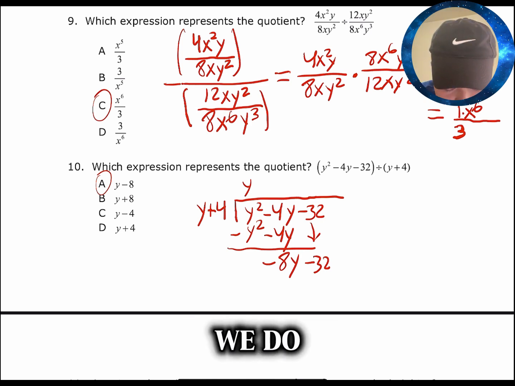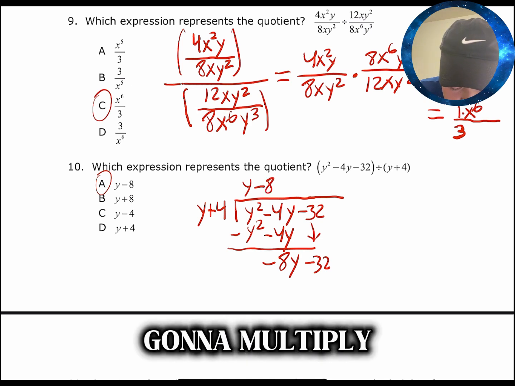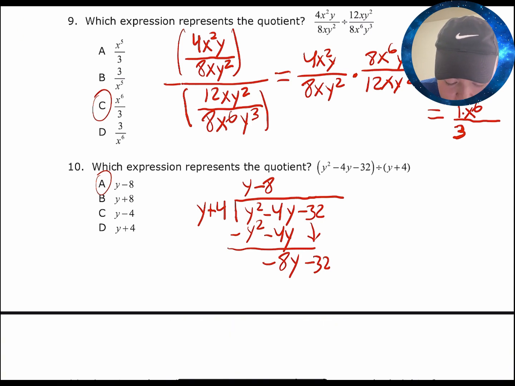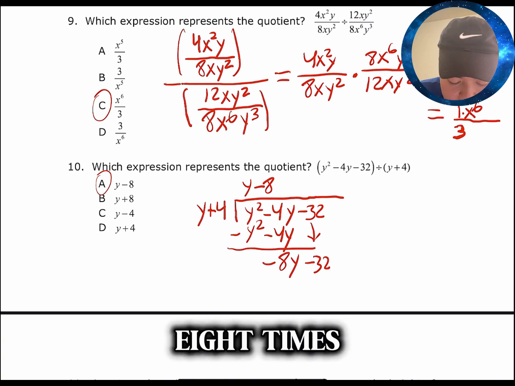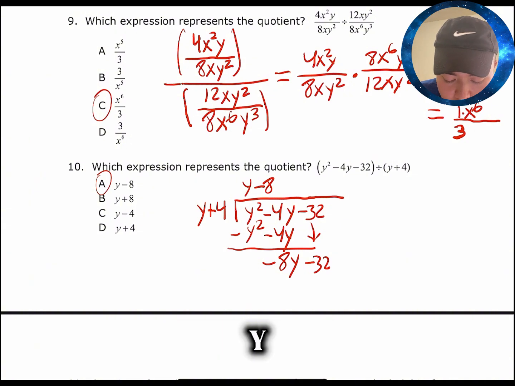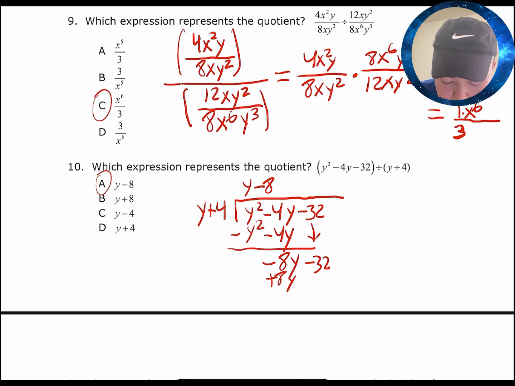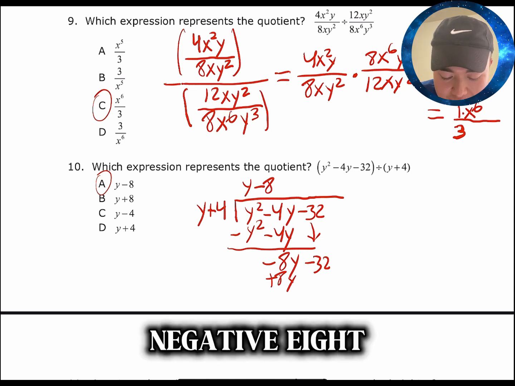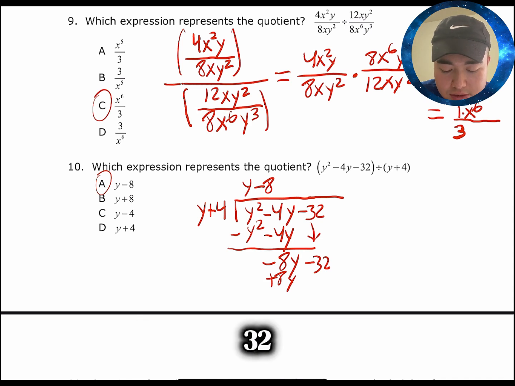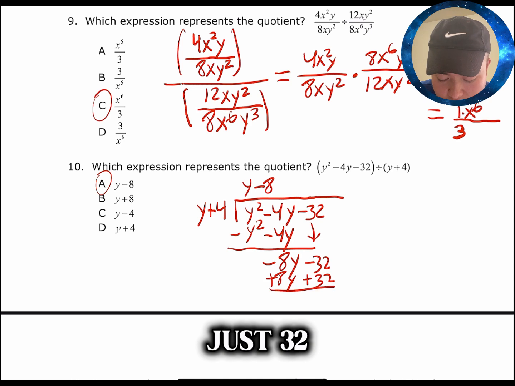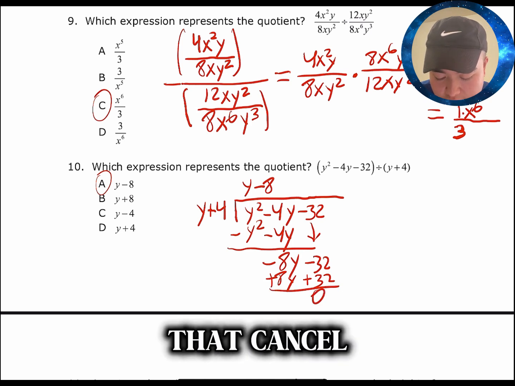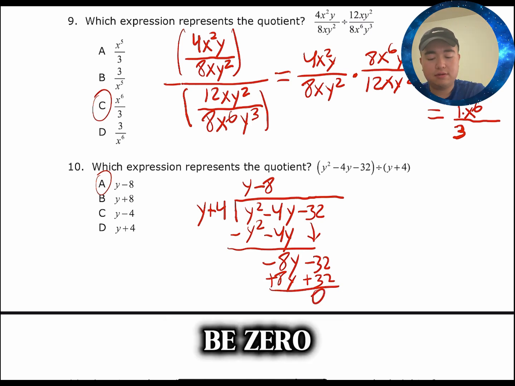So now what can we do? Well, I'm gonna multiply by negative 8. So negative 8 times y, that's negative 8y. Well, we're gonna change the sign. So that's just positive 8y. And then negative 8 times 4, that's negative 32. But we're gonna change sign. So that's just 32. And so that cancels out to be 0. And so our answer is A.